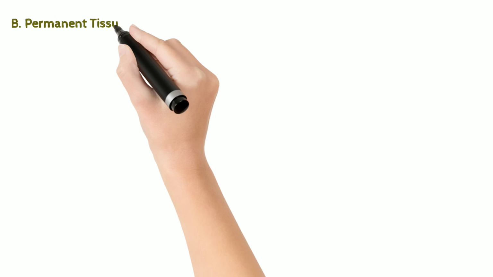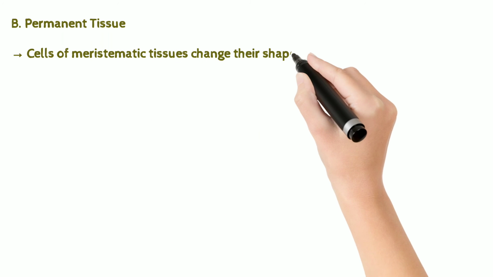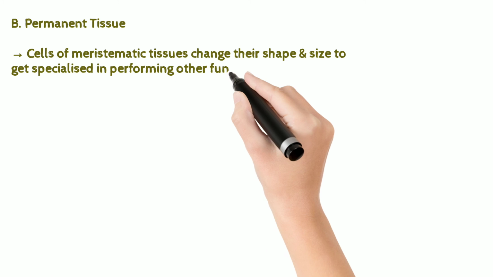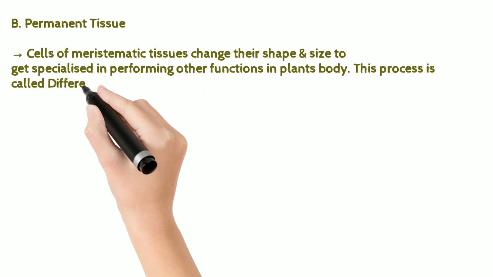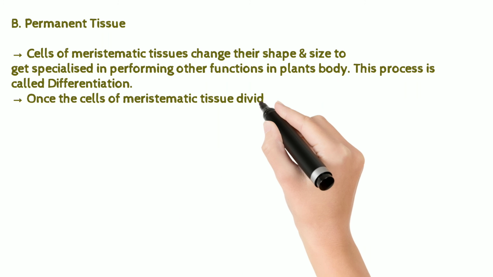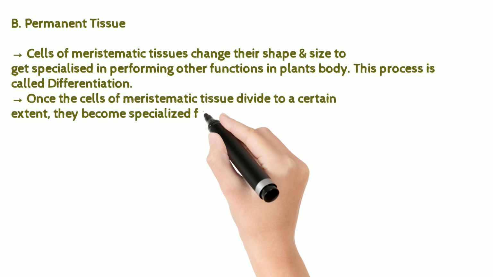B. Permanent tissue. Cells of meristematic tissues change their shape or size to get specialized in performing other functions in the plant's body. This process is called differentiation. Once the cells of meristematic tissue divide to a certain extent, they become specialized for a particular function.